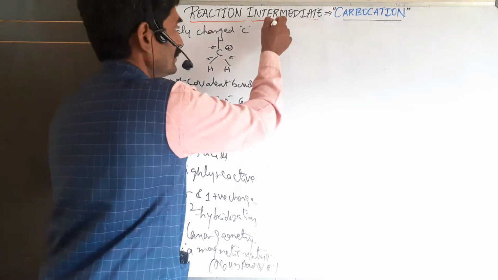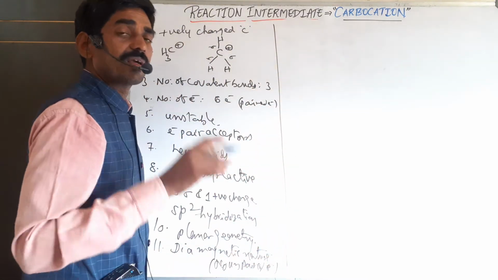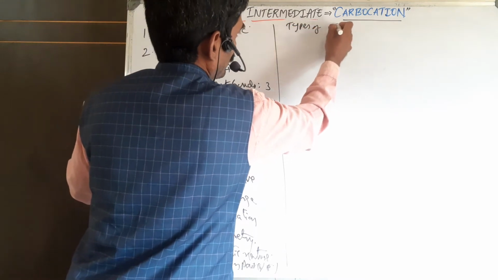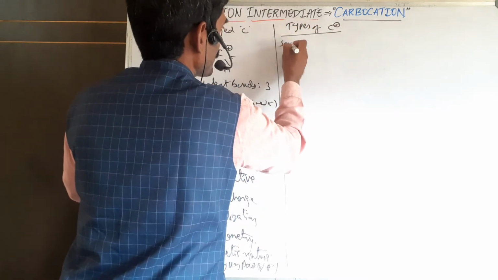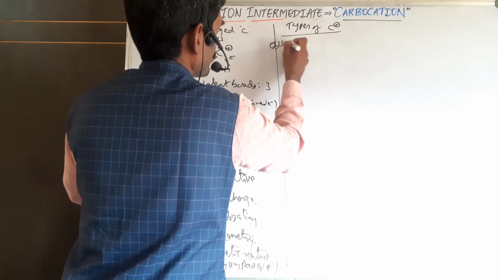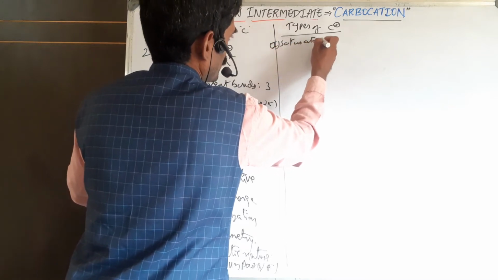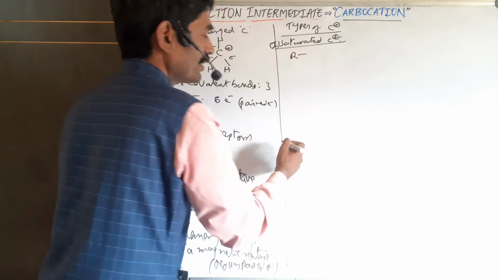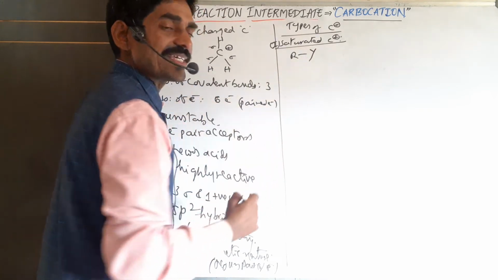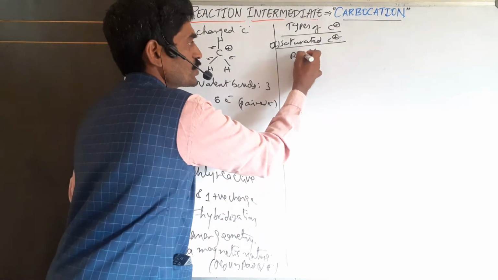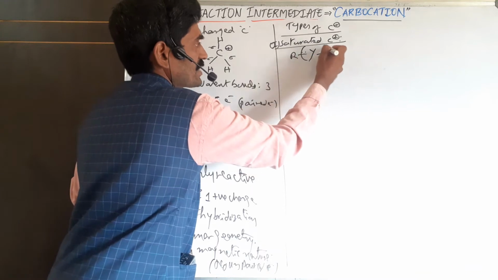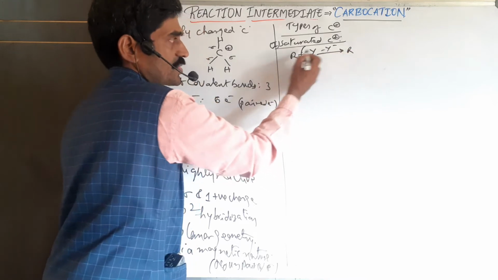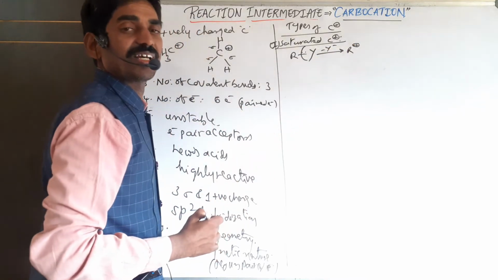Now, let us do the types of carbocations. From saturated carbocations, there is the alkyl carbocation. For example, R is bonded with some Y. Y is more electronegative, so these 2 electrons are taken by Y and it is removed as Y minus. Then the alkyl group gets less electron density, so it gets a positive charge. It is an alkyl carbocation.